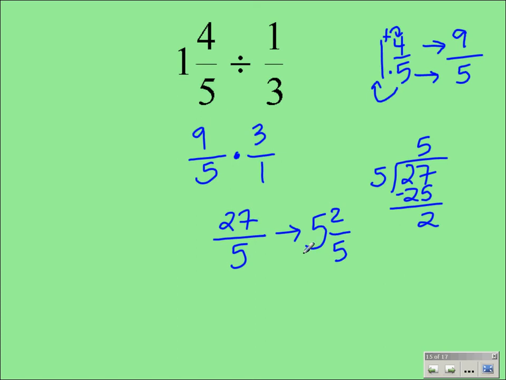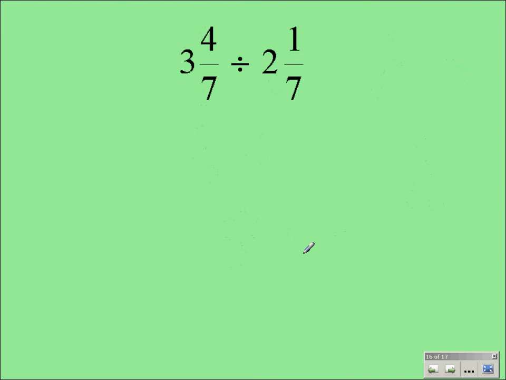Now one more example. Here we go with a mixed number divided by a mixed number. So again, we are going to change this mixed number into an improper fraction, where we multiply the denominator times the whole number and add the numerator. So that's 7 times 3 is 21, plus 4 is 25. So this is 25/7.